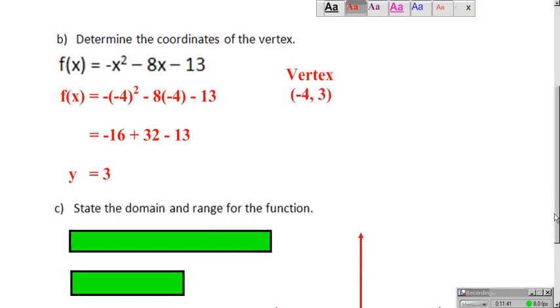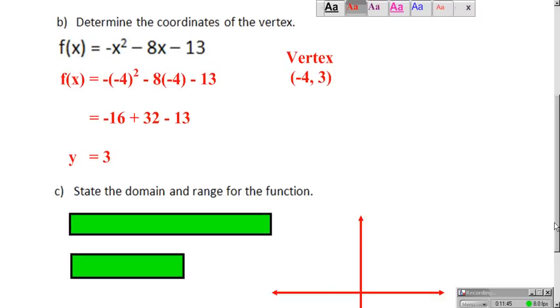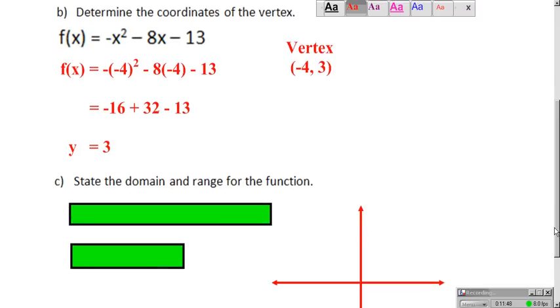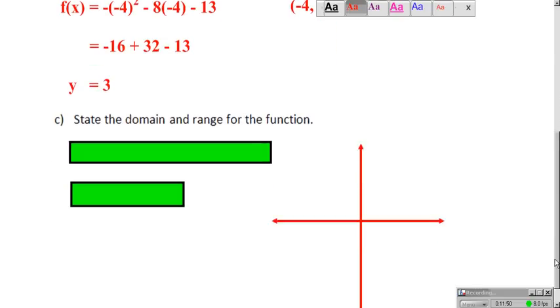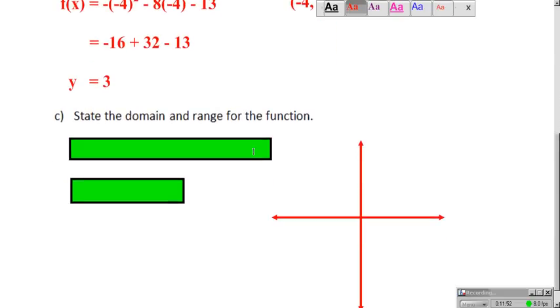If you notice question C, it's misworded on your guided notes. It says find the y-intercept. Let's go ahead and change that to state the domain and range for the function. Again, it is a parabola. We know that the parabola, whether it curves up or curves down, and if you look at the equation, f of x equals negative x squared minus 8x minus 13, it is a negative, therefore your parabola is going to curve down. Remember, it's the coefficient in front of x squared, so it will curve down.